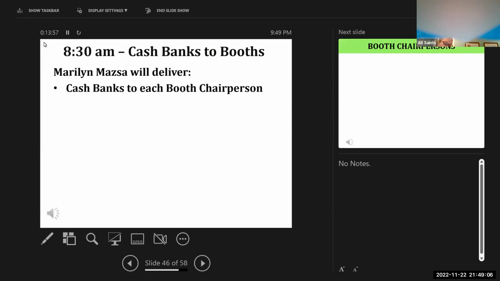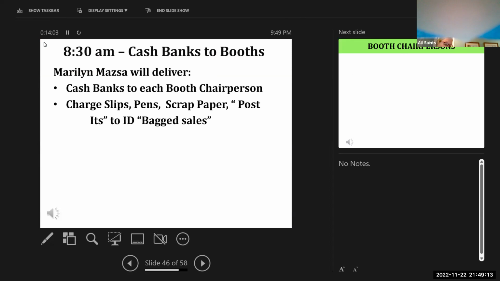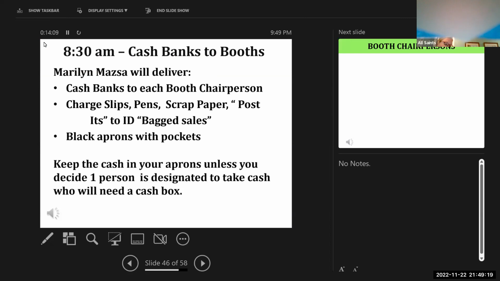All right, Mira's going to bring the cash bags. You're going to have some charge slips and scrap paper and post-its, so that if somebody wants to buy something and they've got $35 and they want to go charge it, you put their name with the post-it on the bag, you hold it, and then they're going to go and pay. Now, I'll get to that in a minute.